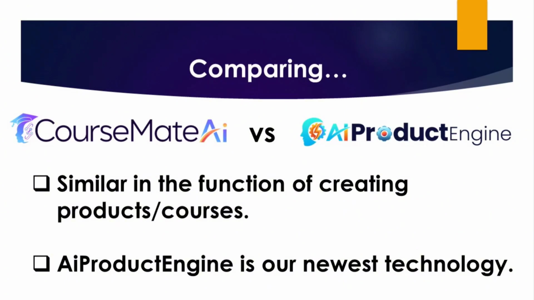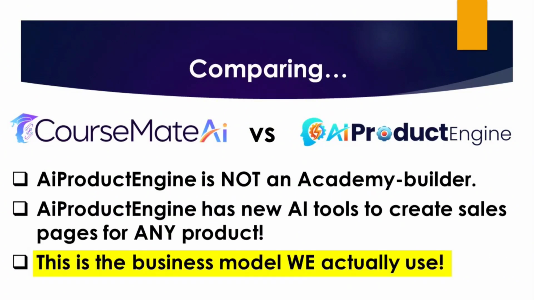As always, we continue to develop and innovate. So we've made improvements since our previous platforms. And this AI product engine is our newest product generation AI technology. It's different from CourseMate AI because this is not an academy builder. It doesn't create a Udemy style academy where you would sell the courses. Instead, it has new AI tools to create individual sales pages and thank you pages for any product.